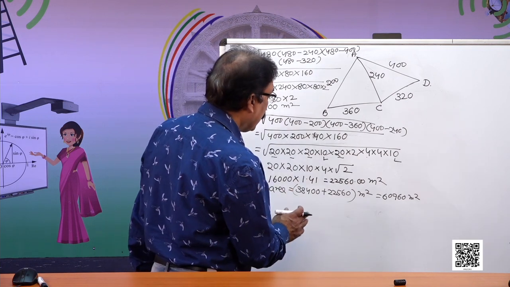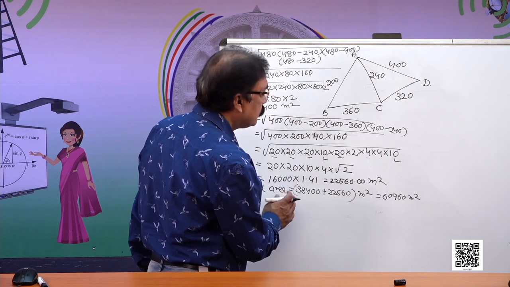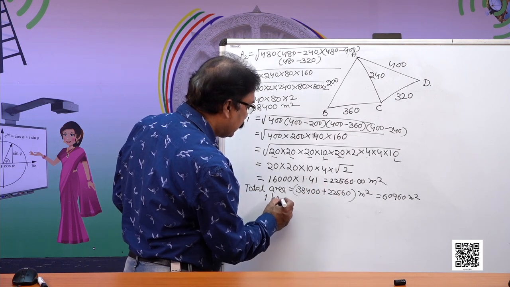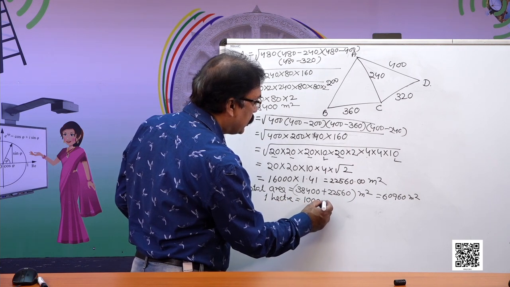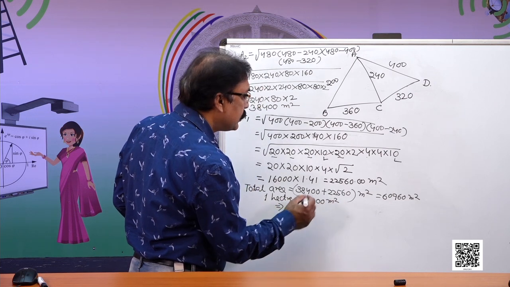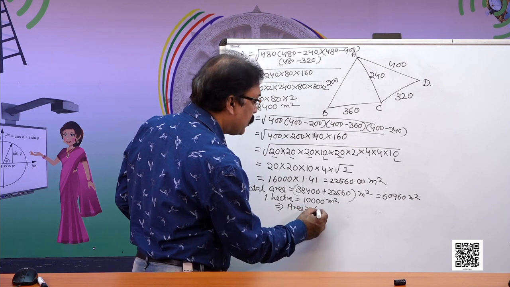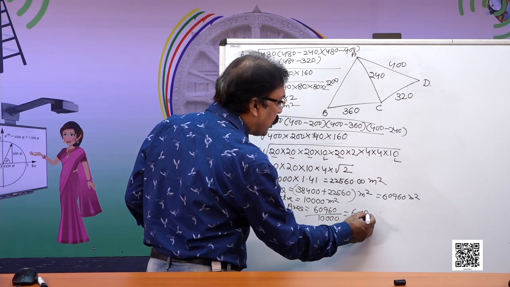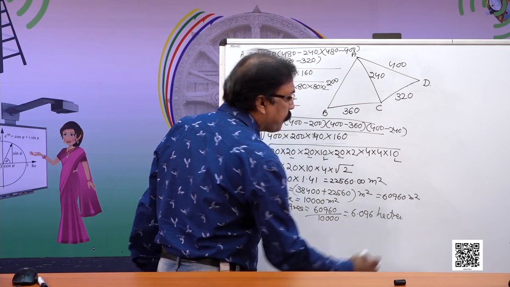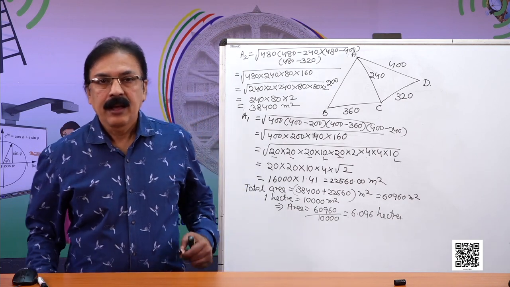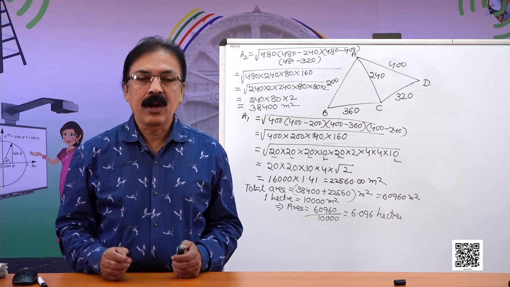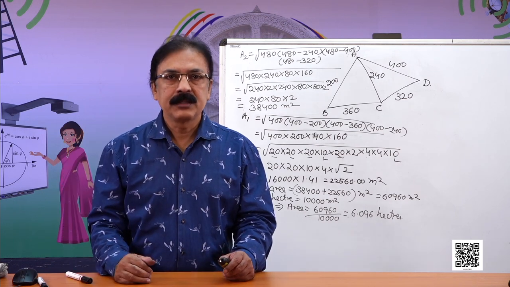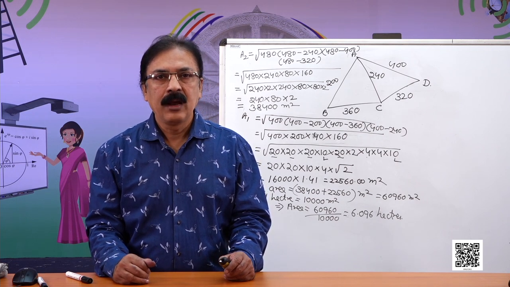Then, we have to express this in hectare. So, 1 hectare is equal to 10,000 meter square. So, this implies this area is equal to 60960 by 10,000, that is 6.096 hectares. So, here we found that the field which is used to grow potato is of area 6.096 hectares.